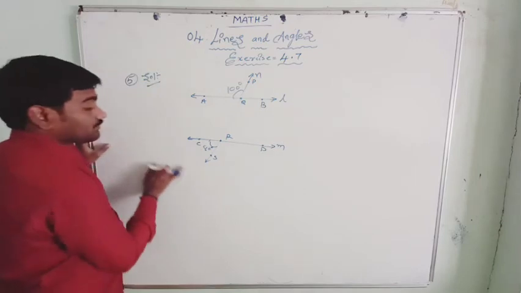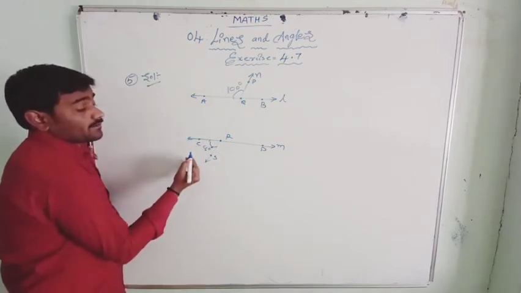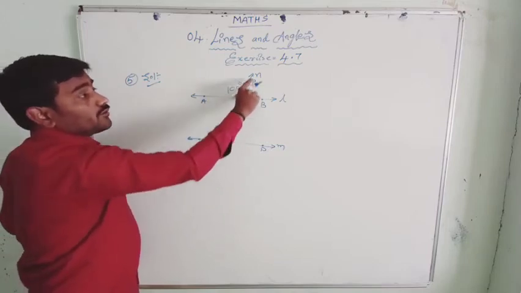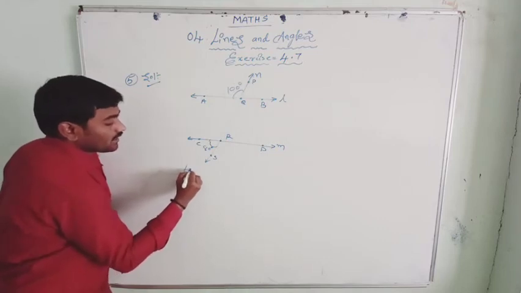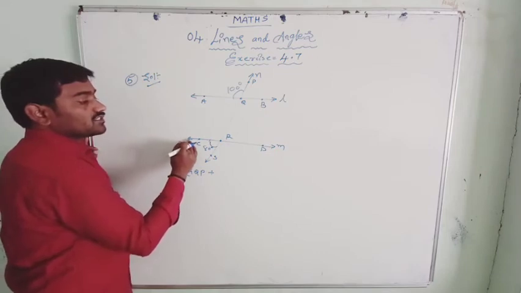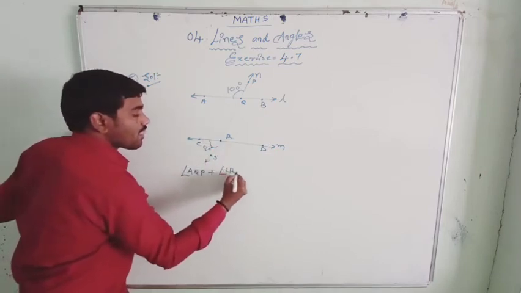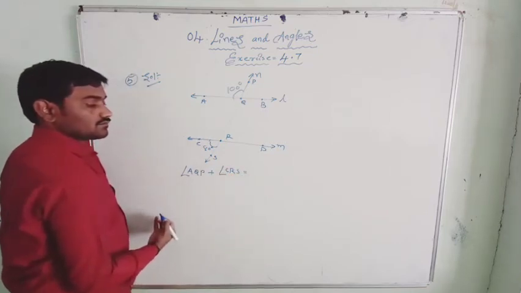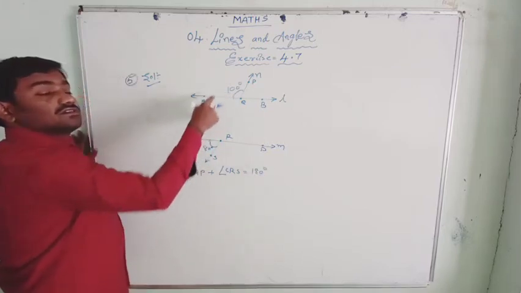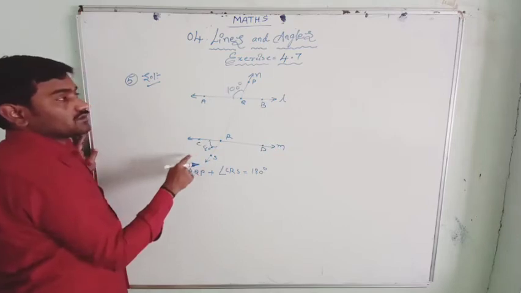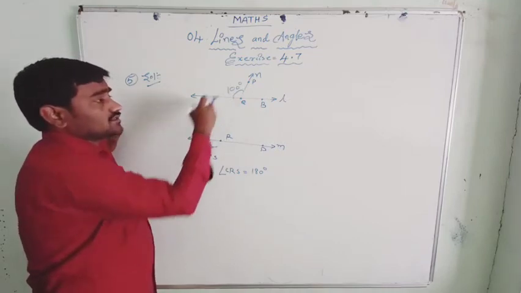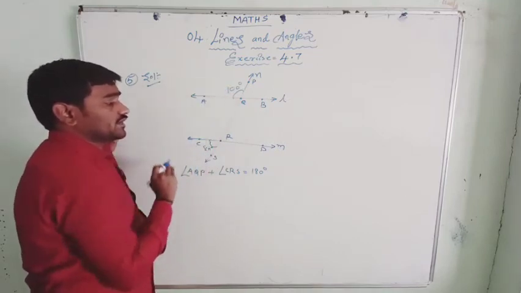So let's see that. Here the sum of these two angles, angle AQP plus angle CRS, we have to get 180 degrees. These are the corresponding angles. So the sum of two external angles we can say.